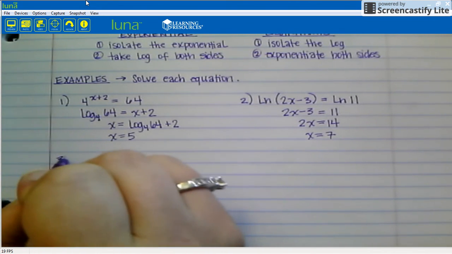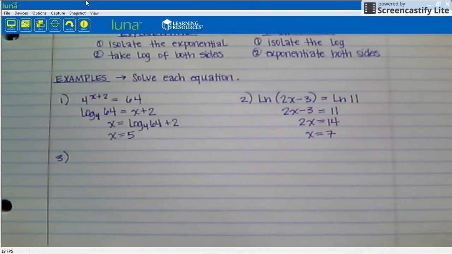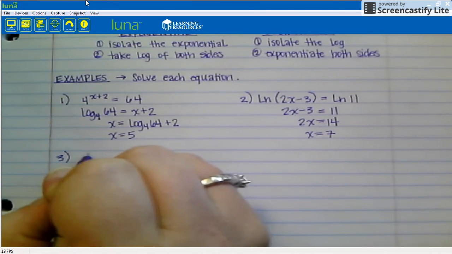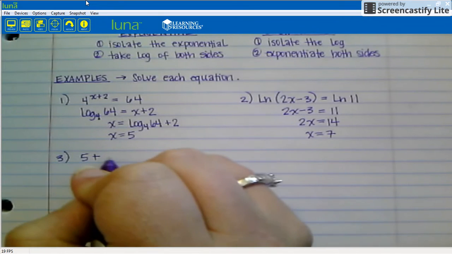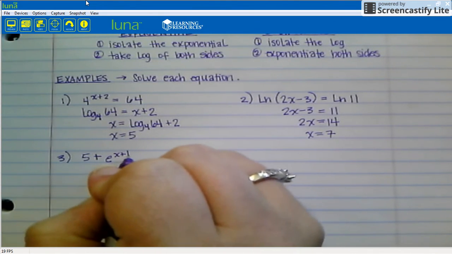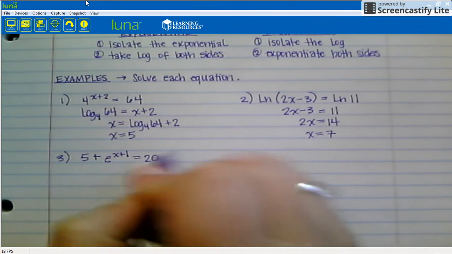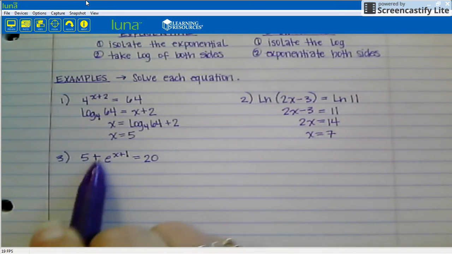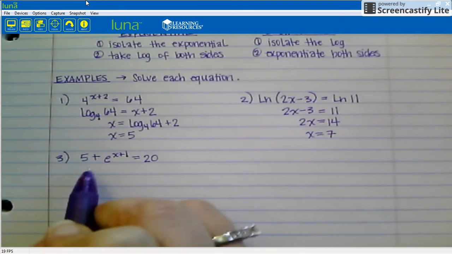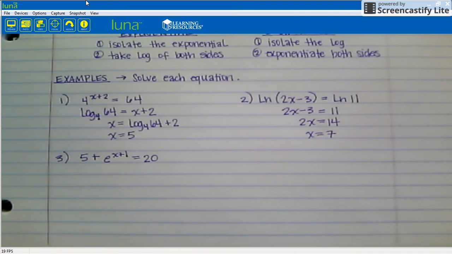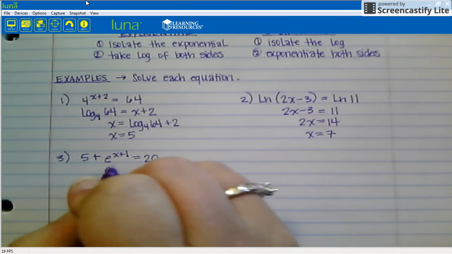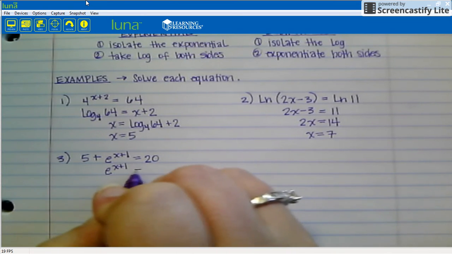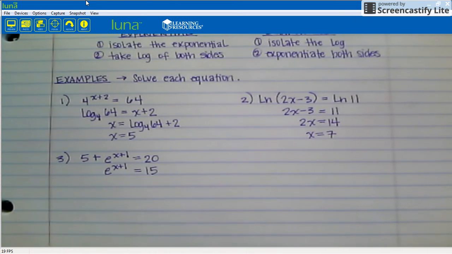Okay, so to give you one that's a little bit more complex, but still in the relatively easy realm, we have 5 plus e to the x plus 1 power equals 20. So when we say isolate the exponential, you want to get this term by itself. So to do that, I'm going to subtract 5 from both sides, and this gives me e to the x plus 1 power is equal to 15.